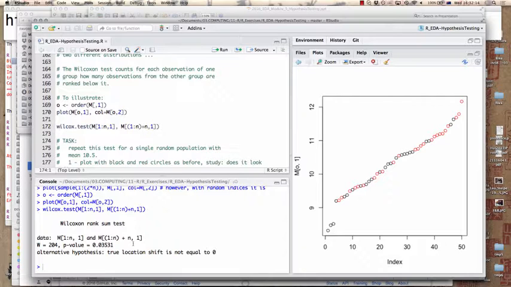Well, we've just talked about the normal p-value cutoff of 0.05. So is 0.035 smaller or larger than 0.05? Smaller. So we conclude that this is statistically significant. Yay.